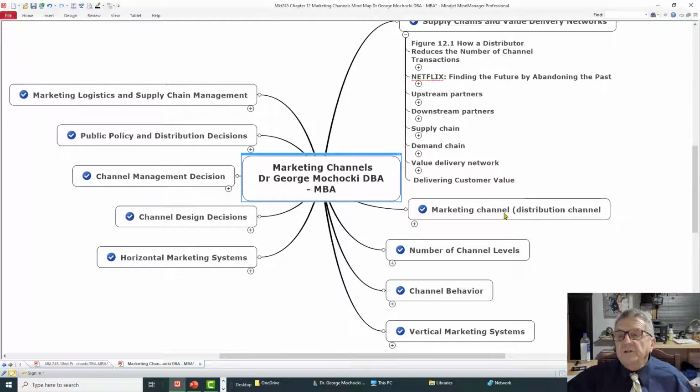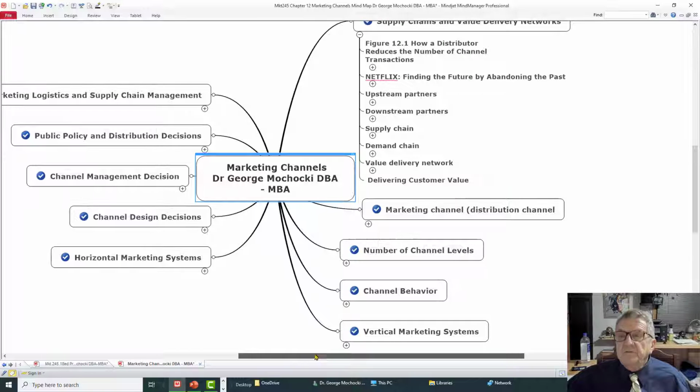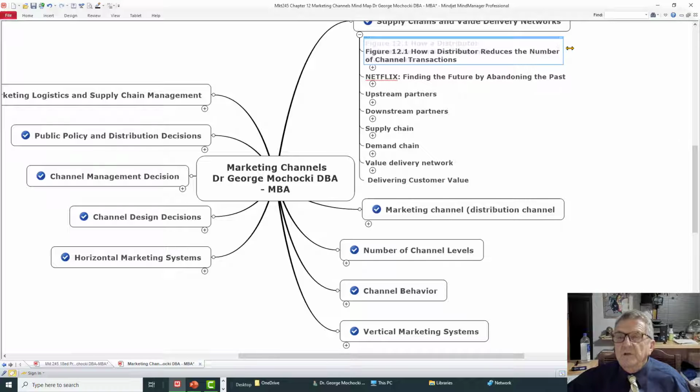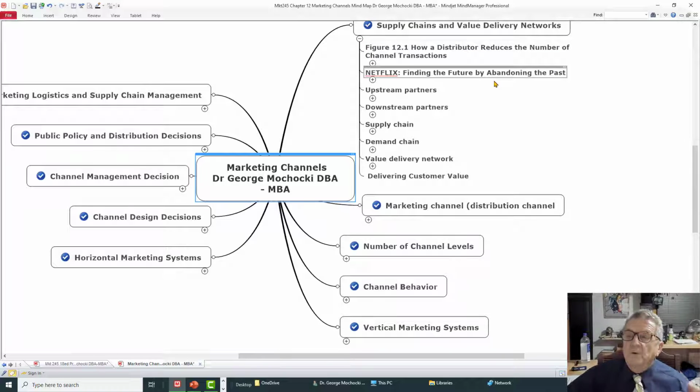If I look at the supply chain, the author did a nice job with the graph here. Look at Netflix finding new ways by abandoning the past. They used to have DVDs all over, and then they got rid of that for streaming. They were the innovators on that. Upstream partners, downstream partners, supply chain, demand chain, value delivery network, and delivering customer value. This is all that we've been talking about.